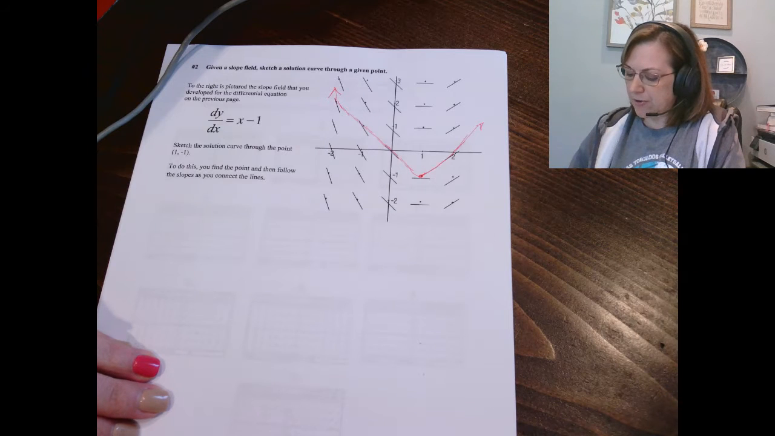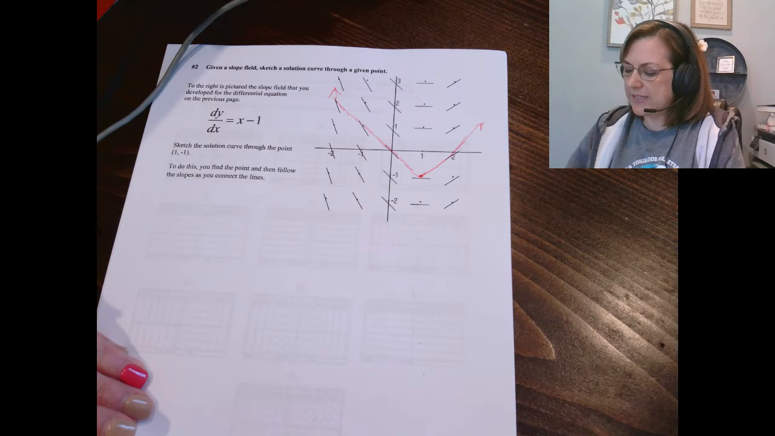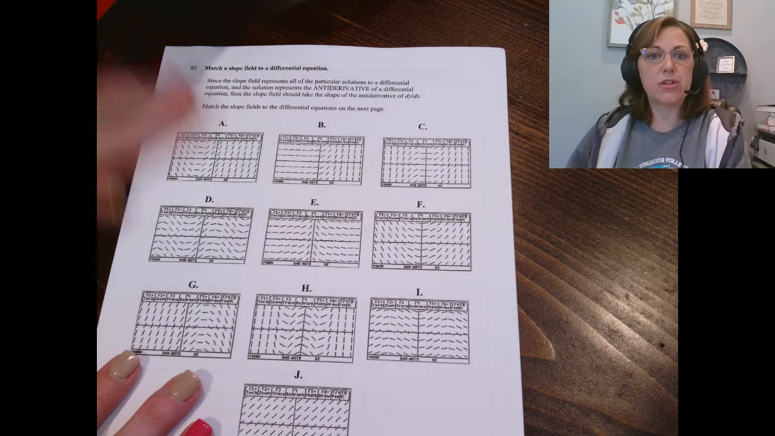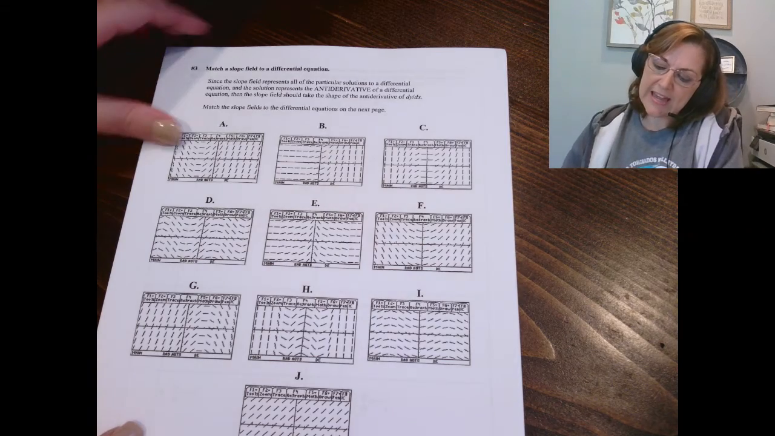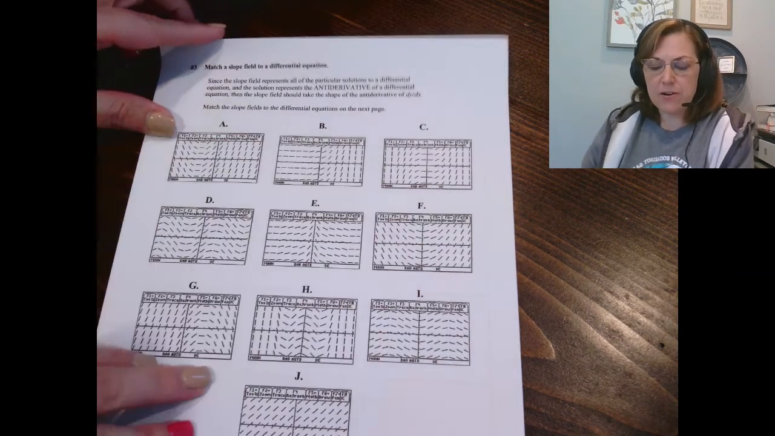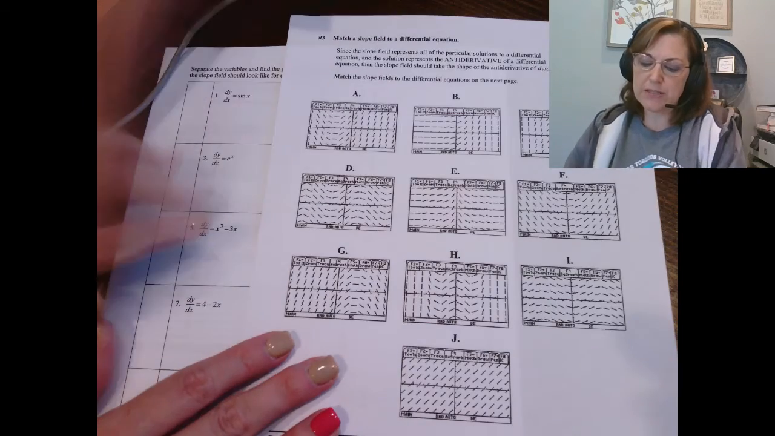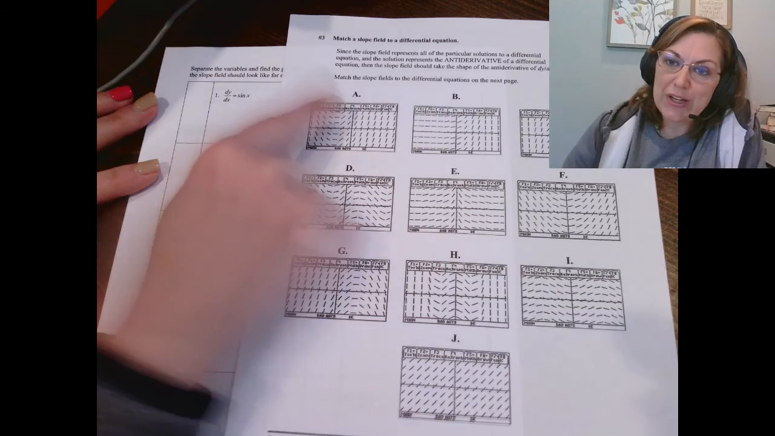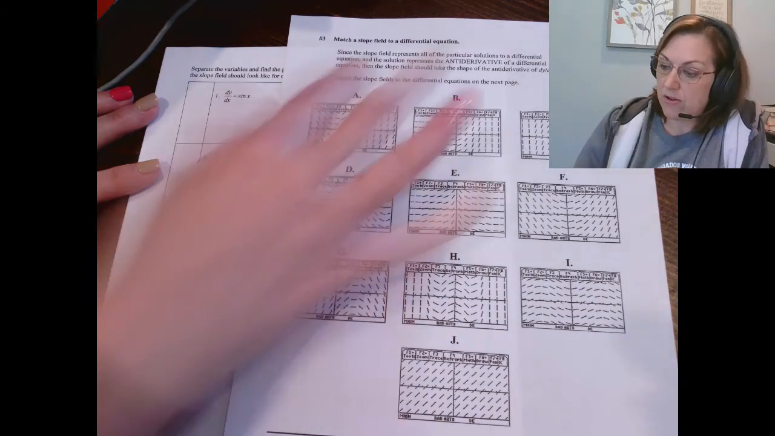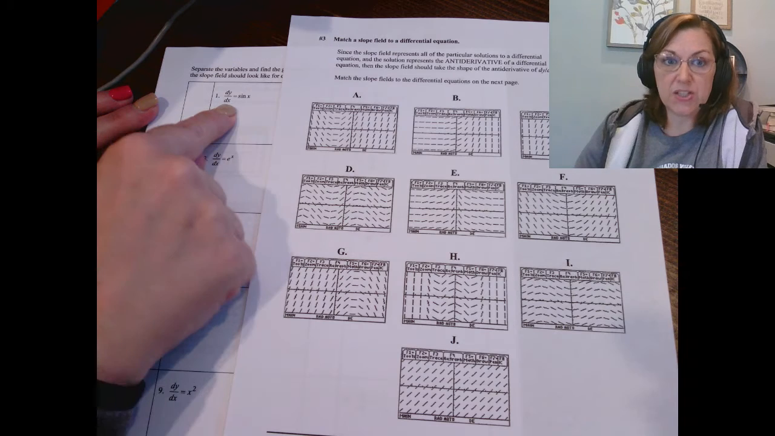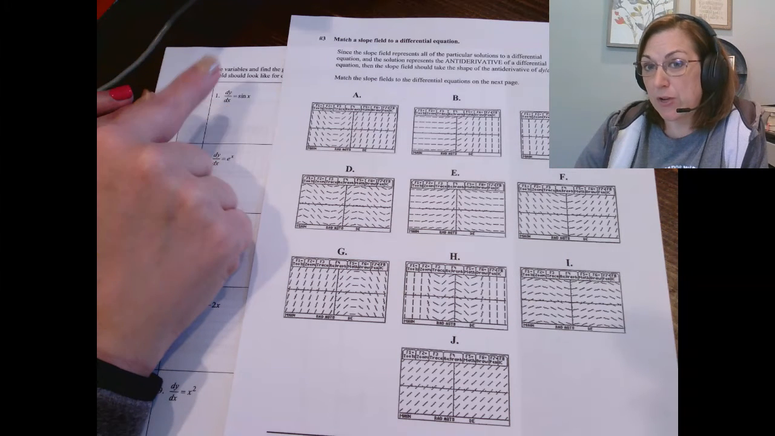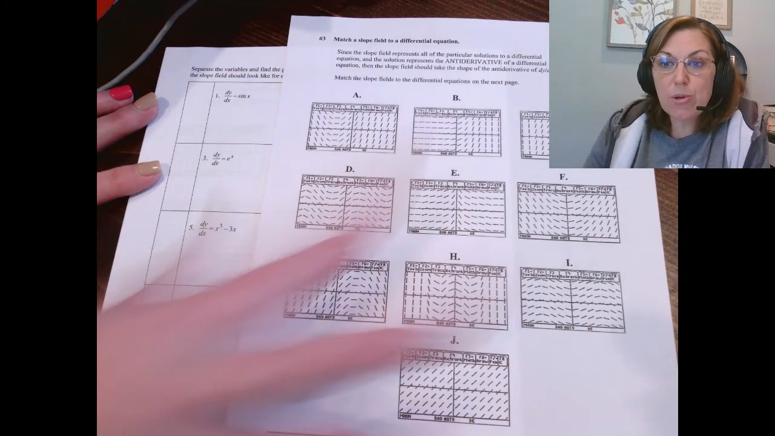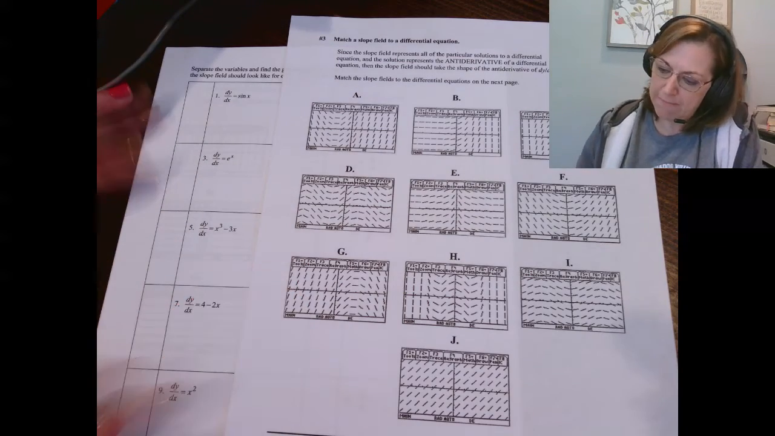Now, the third skill is being able to match a slope field to a differential equation. Okay. And so I've got some just graphs here, and I've got some differential equations. We'll just do a few of them. Remember that you are looking for the antiderivative to be graphed here of this. So for instance, if I know the antiderivative of sine is negative cosine, I'm looking for the slope field that outlines negative cosine, okay?